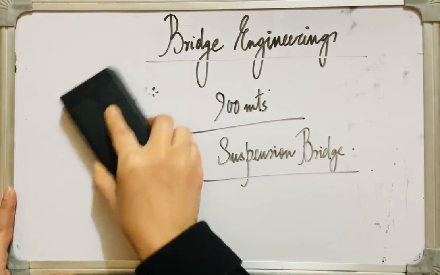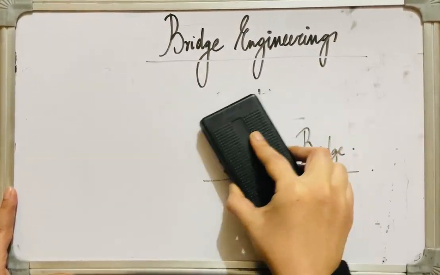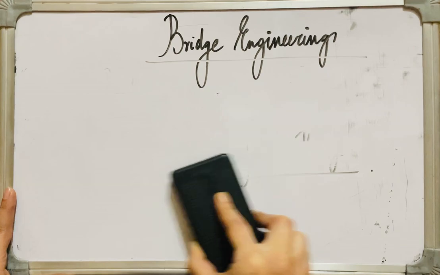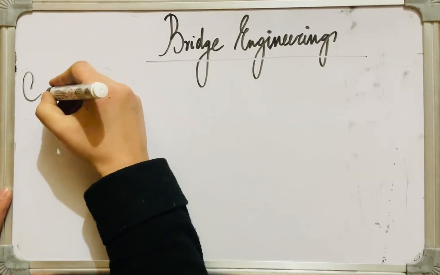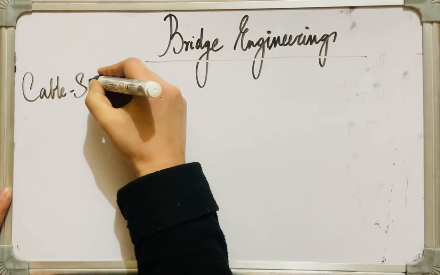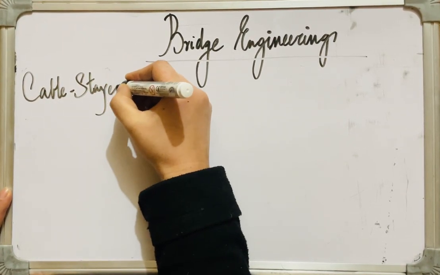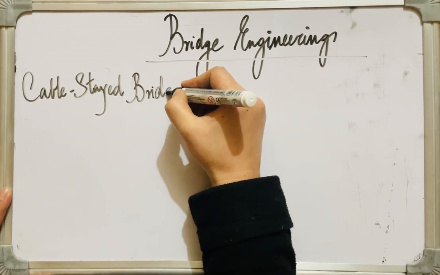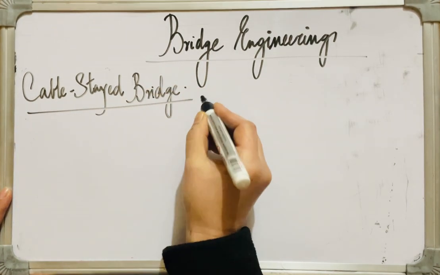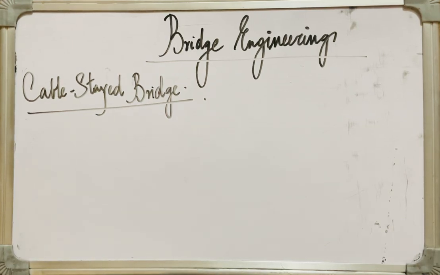And in this video, we are going to discuss the 6th basic form of a bridge, that is a cable stayed bridge. We learned that there are 7 basic forms of bridges. The first one is beam bridge or a girder bridge. The second one is a truss bridge. Then we discussed arch, then cantilever, then suspension. Now we are going to discuss cable stayed bridge.